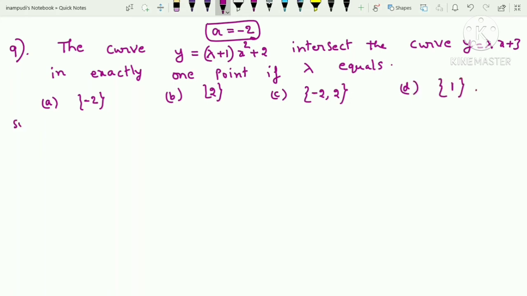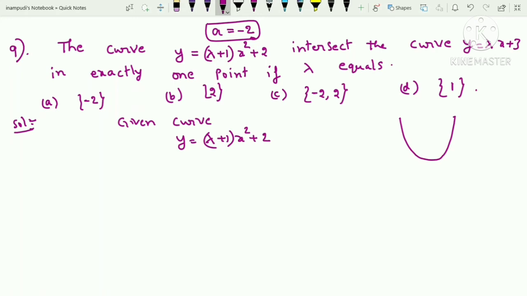Here we observe that the given curve y is equal to lambda plus 1 into x square plus 2 is a quadratic expression, which is in the form of a parabola. If lambda plus 1 is positive, this opens in the upward direction.